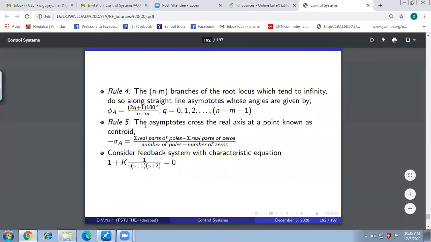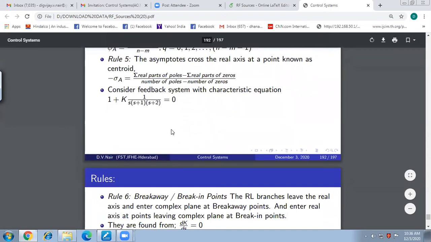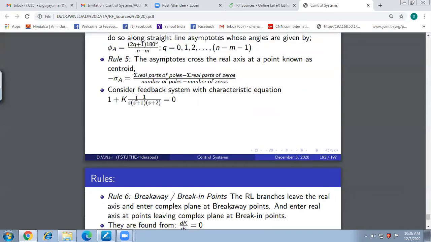Now when there are multiple asymptotes, they will have a center also. The centroid of asymptotes is given by rule number 5: the sum of real parts of poles minus the sum of real parts of zeros, divided by the number of poles minus the number of zeros. So let us quickly find out what this rule number 5 is all about with this particular example. Now let us get started with obtaining the root locus for this.